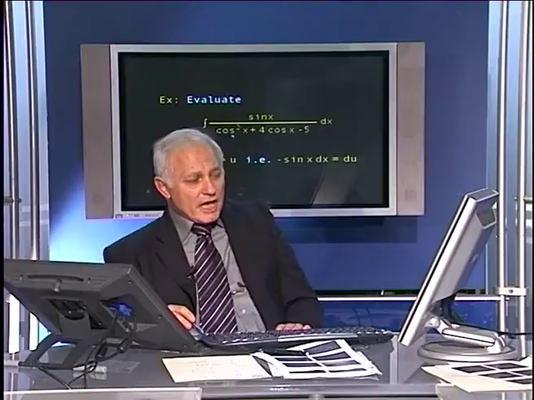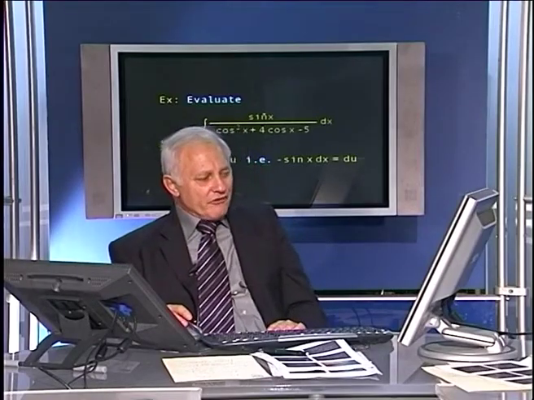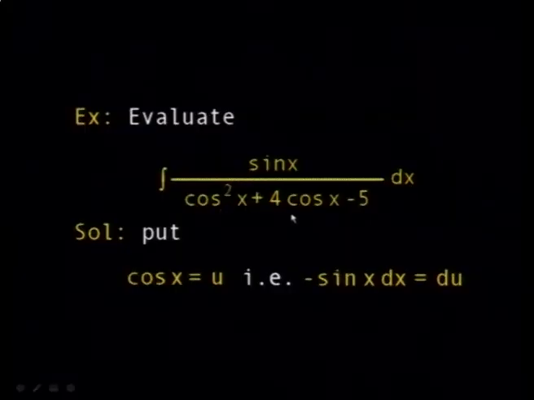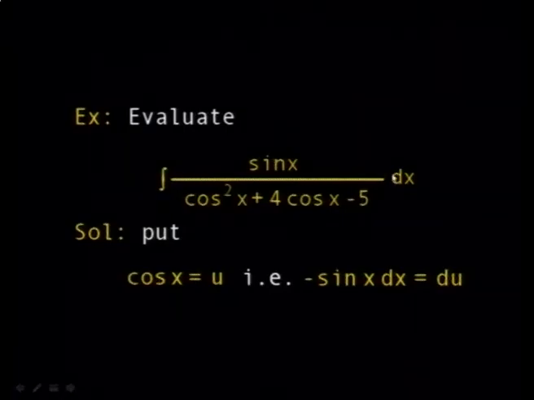Why? Because if you put cosine x equal to u, what do you get here? You get u squared plus 4u minus 5, but minus sine x dx is equal to du. In other words, this is the form of f of g of x times g dash of x. What is f? f is 1 over x squared plus 4x minus 5. And what is g? It's cosine x. What is g dash? Minus sine x, and this is why you multiply by minus sine. So this is the form directly, when you take g of x and put it equal to u.